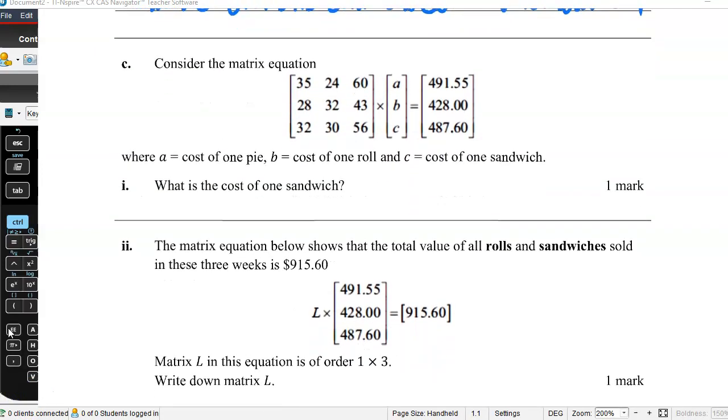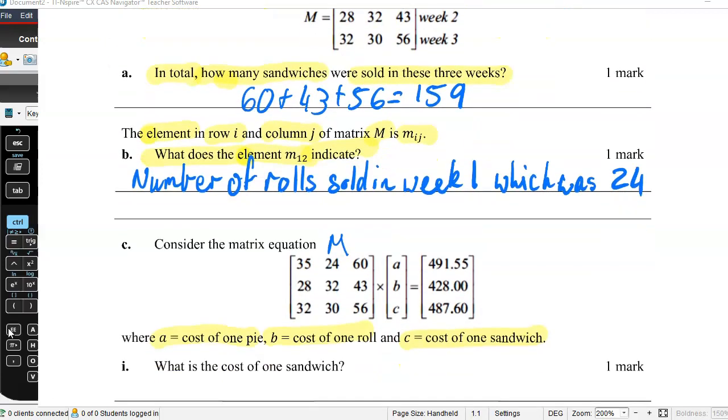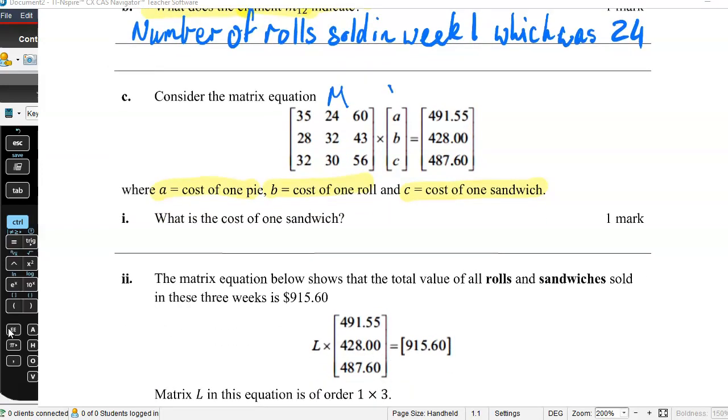So let's now look at this matrix equation. We've got A, B, and C, and all of this. Okay, so A is the cost of 1 pie. B is the cost of 1 roll. C is the cost of 1 sandwich. Now that is matrix M, isn't it? That's the numbers of each item. So this matrix, let's call it X, is the individual cost of each of these items. Okay, but we don't know that yet. They're just indicated by those pronumerals. So how are we going to figure out what is the cost of one sandwich?